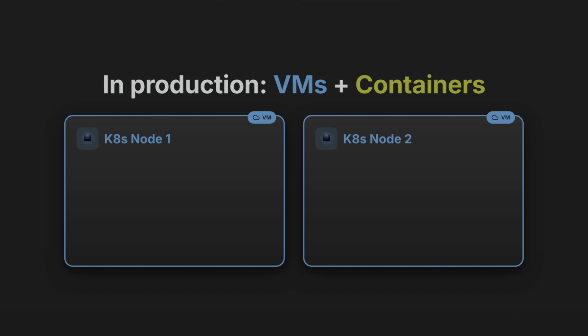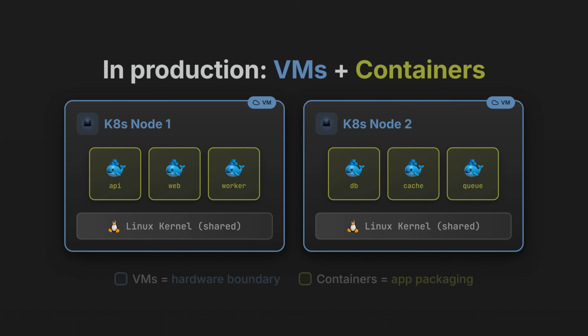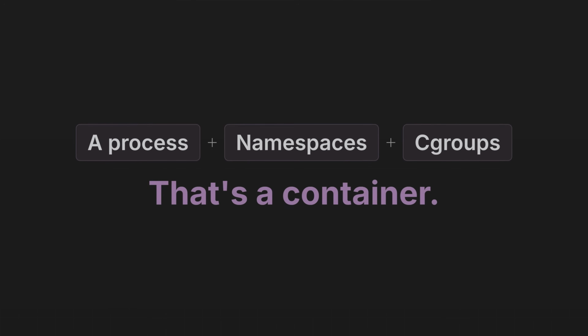VMs virtualize hardware. Each one runs its own kernel. Containers virtualize the operating system. The kernel uses namespaces and cgroups to isolate ordinary processes. In production, you usually use both. VMs for the infrastructure boundary, containers for application packaging. Complementary tools for different layers. That's really all it is.